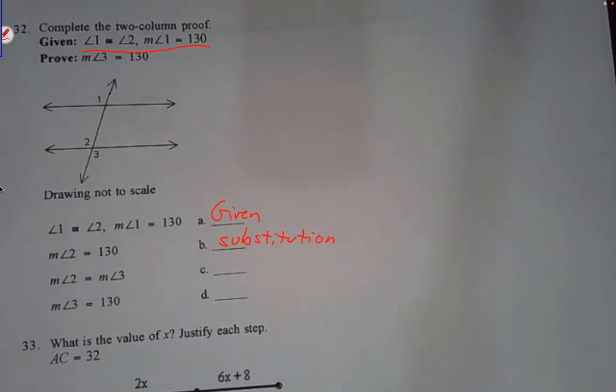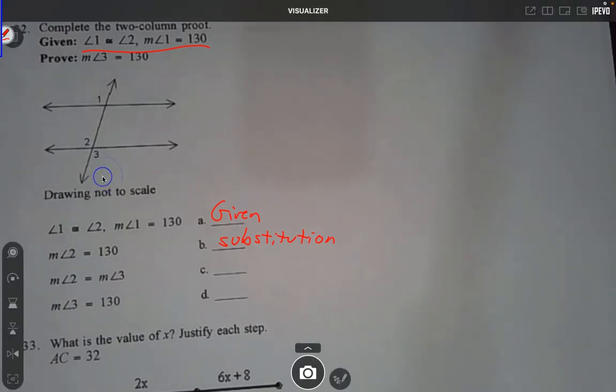Okay. The measure of angle 2 equals the measure of angle 3. Because they're vertical. Very good. Look at your picture. No, not adjacent, because they're vertical. Why is angle 2 equal to angle 3? Look up here. They're vertical angles. Vertical angles are congruent. That's how we know that.